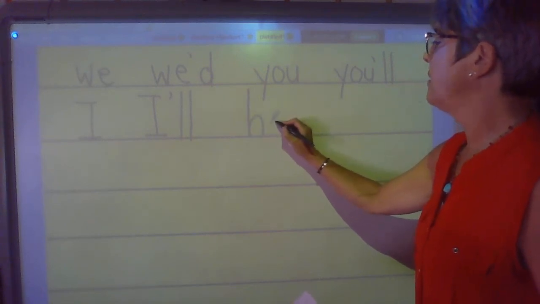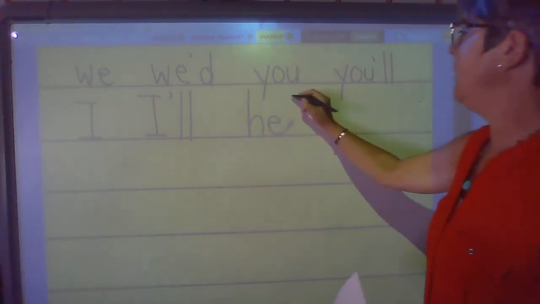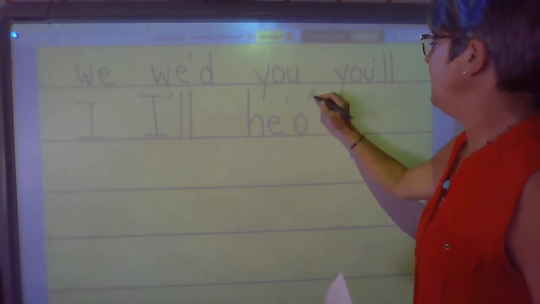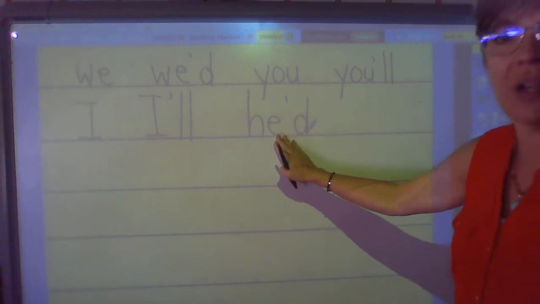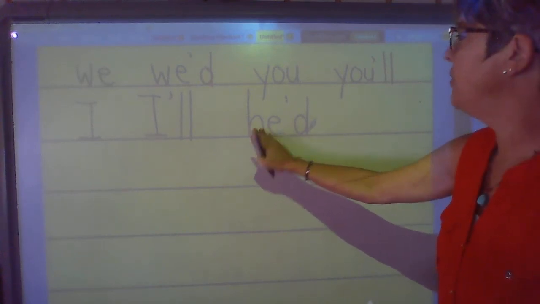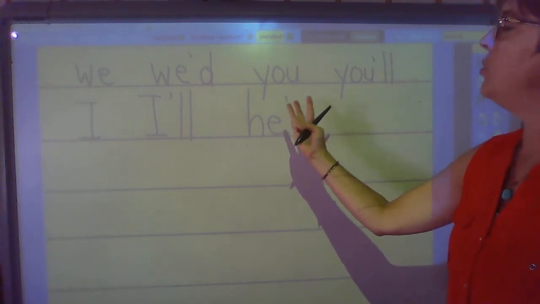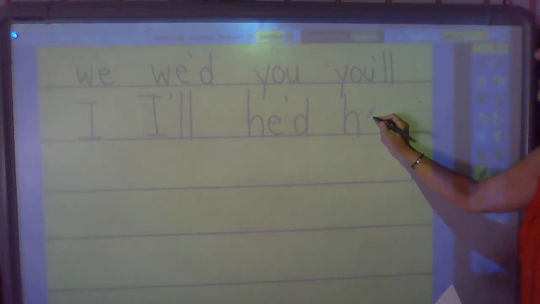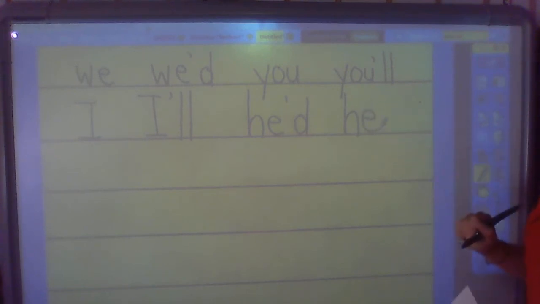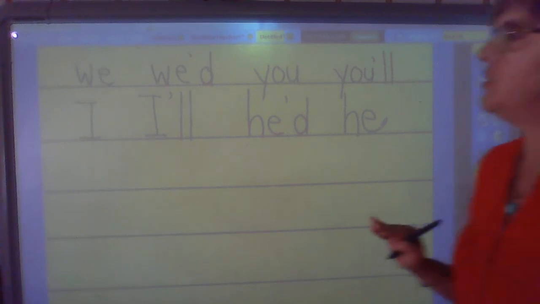Sound, he. Sound, e. Blend and hold. He'd. He'd. This is a contraction for he would. He, there's our apostrophe. We drop the W, O, U, L. There's our D. Sound, he. Sound, e. What's the word? He. So let's take a look at line 2.